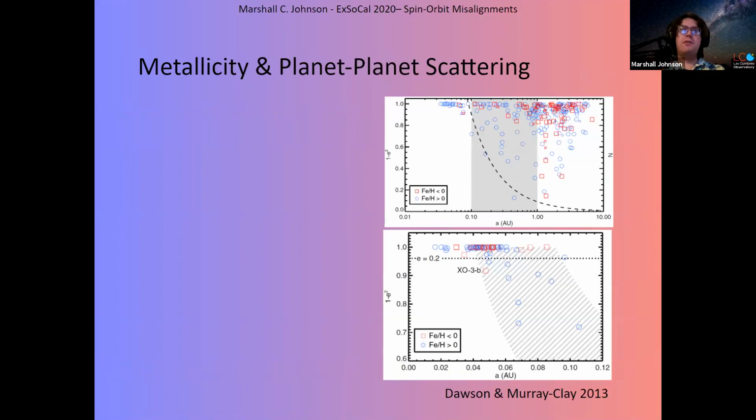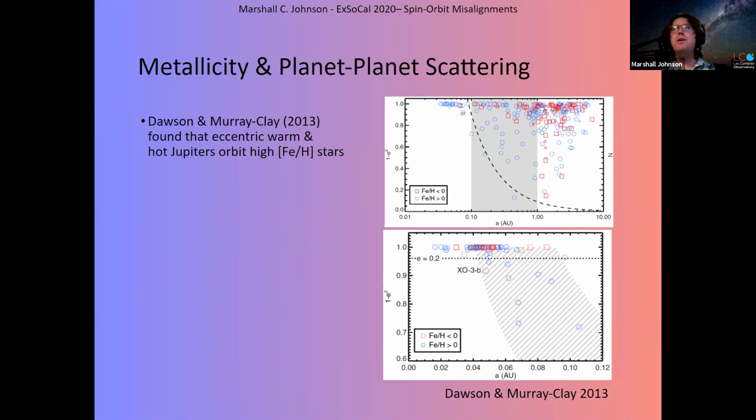We can also look at correlations between spin-orbit misalignments and other parameters. One particularly interesting parameter is the stellar metallicity. Rebecca Dawson and Ruth Murray-Clay had a paper a number of years ago where they found that eccentric warm and hot Jupiters preferentially orbit high-metallicity stars. They interpreted this as evidence of planet-planet scattering, since these high-metallicity stars should preferentially form the systems of multiple closely packed giant planets that are the initial conditions for planet-planet scattering.